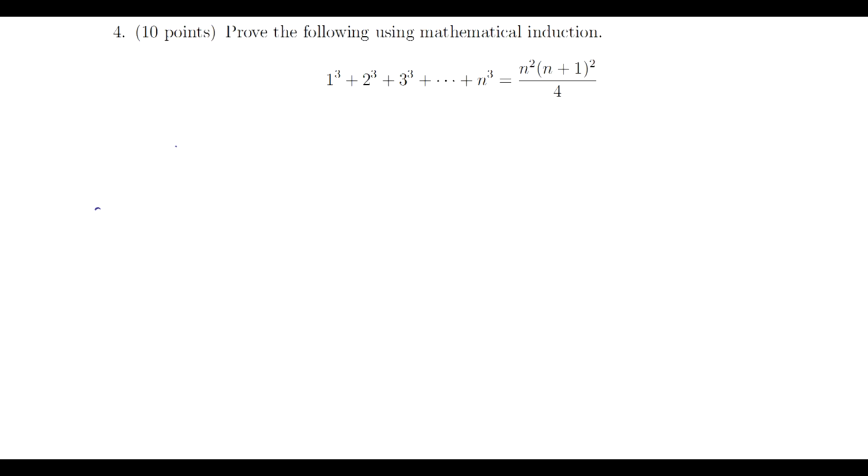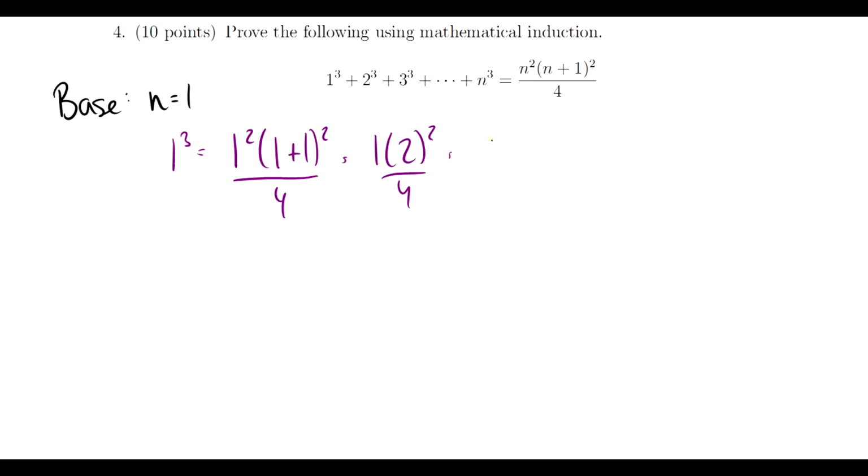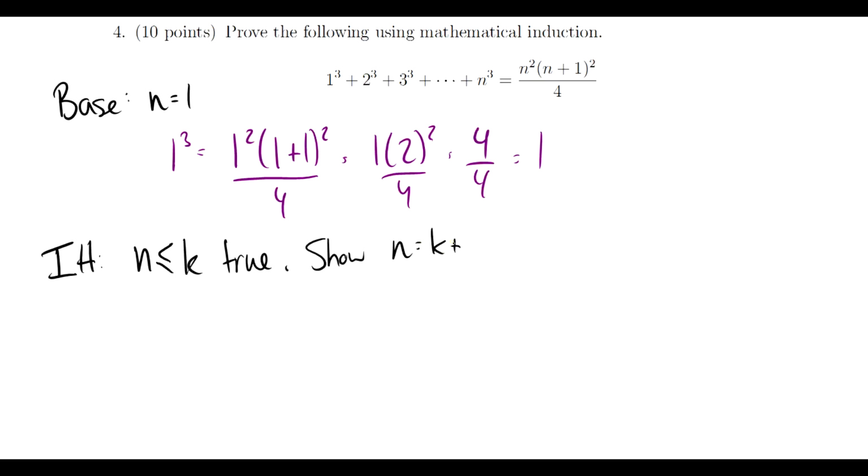So I'm going to do some algebra here. For the base case, we have to check to make sure that n equals 1 is true. So 1 cubed is equal to 1 squared times 1 plus 1 all squared over 4. This is the same thing as 1 times 2 squared over 4, which is just 4 over 4, and that's equal to 1. Okay, so the formula works for the first step. Now we do the induction hypothesis. We say that n less than or equal to k is going to be true, and we want to show that n equal to k plus 1 is true.